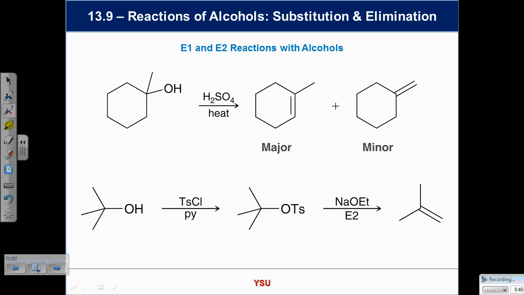Well, SN1s and E1s were a bit problematic because they give you a carbocation. What can carbocations do that can be a bit of a nuisance? Rearrange, right? That was a lot of fun last term doing those things. So if we can avoid them, let's do so. And to avoid them, let's do E2 chemistry instead.